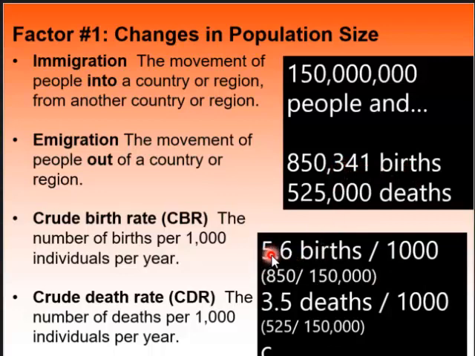1, 2, 3. 1, 2, 3. And when I divided these, I got 5.6. So our CBR for this country is 5.6 births per thousand. And our deaths, I did the same thing, which gave me 3.5 deaths per thousand.